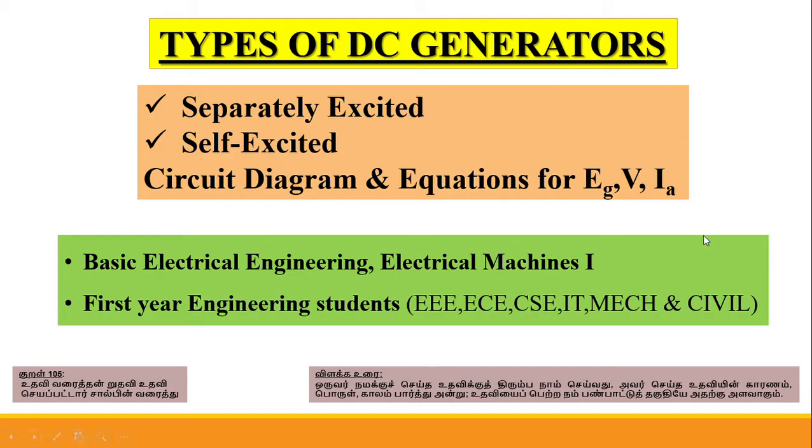Good morning to all. In this video lecture, we are going to know about types of DC generators. They are separately excited and self-excited. Circuit diagram and equations for generated EMF, terminal voltage and armature current are explained in this video lecture. It is useful for first year engineering students and second year triple E students as they are studying the subjects basic electrical engineering and electrical machines 1.